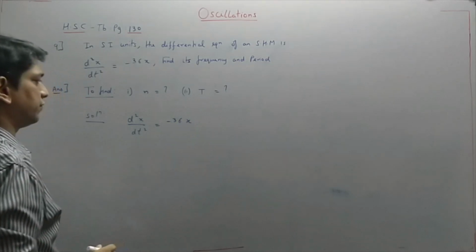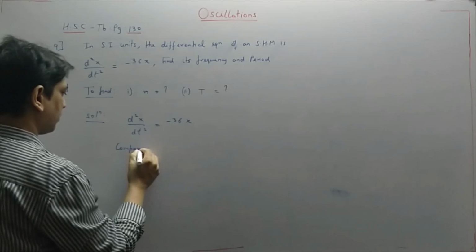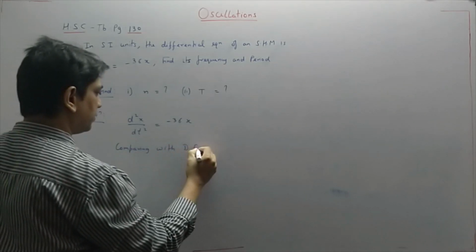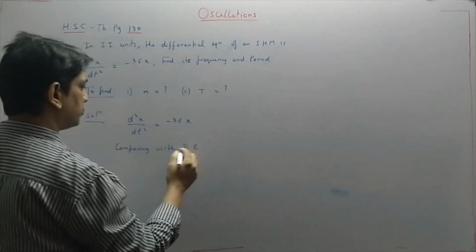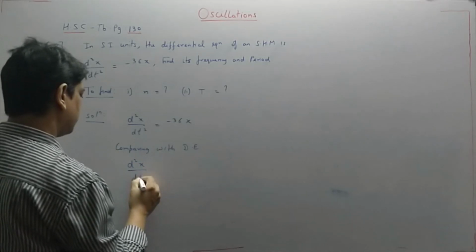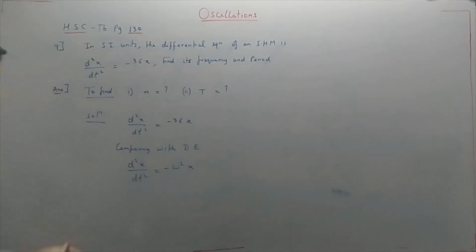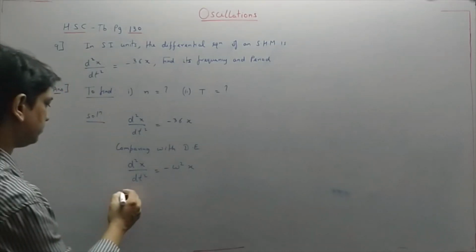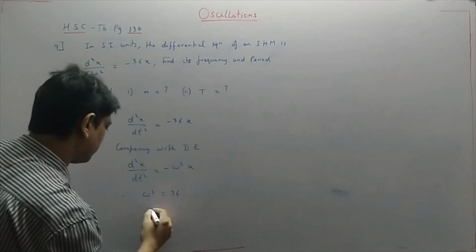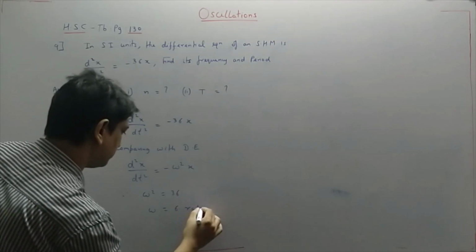We can compare this with the differential equation of linear simple harmonic motion. We have the formula d square x by dt square is minus omega square x. Very easy sum. Comparing this with what is given to you, we have omega square equal to 36, so omega is 6 radian per second.